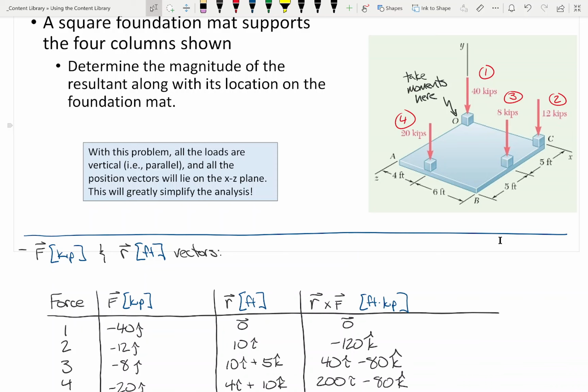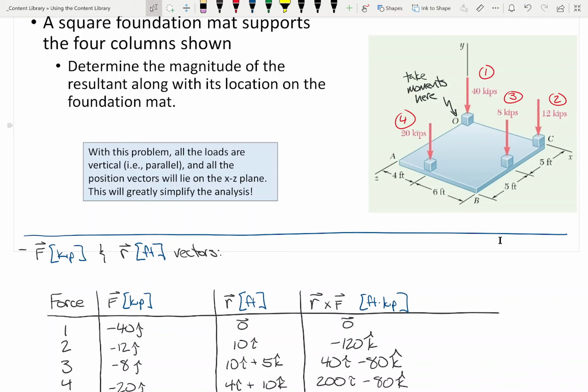So this was 40, 12, 8, 20. We'll call this the force. What were the x terms in these vectors? So this was 0, 10, 10, 4. Did I get that right? Right, so this is this x term, x term, x term, x term, right?